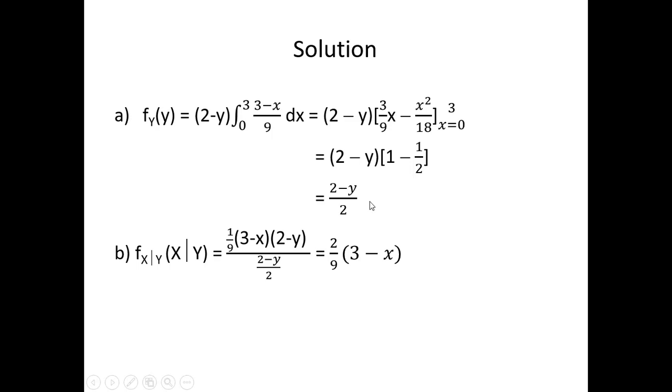Next, we want to put together the conditional distribution of x given y. So I start with the joint density divided by the marginal. It's easy to see here that the 2 minus y's will cancel out, and then bring this 2 up. So I get 2/9 times (3 minus x). Did you get that answer? I bet you did.